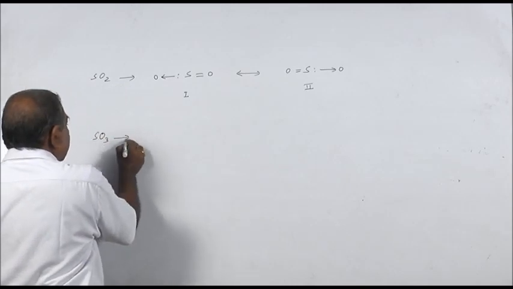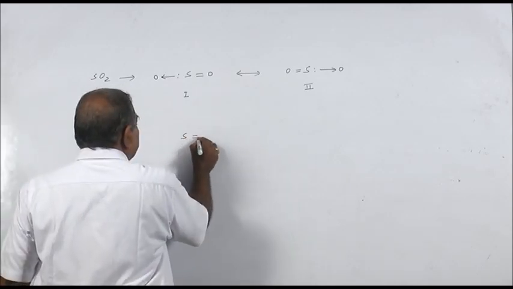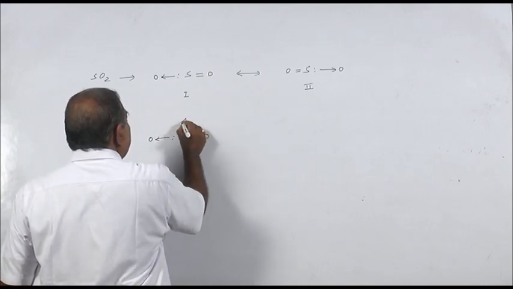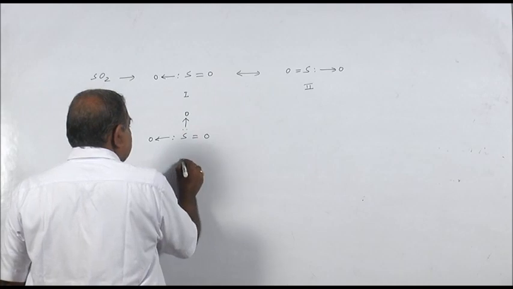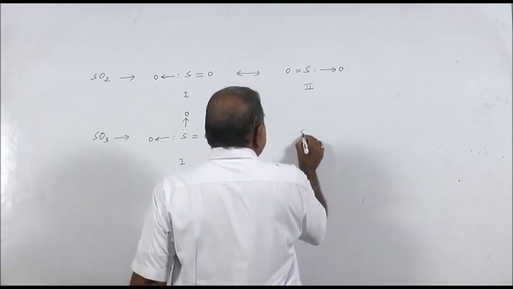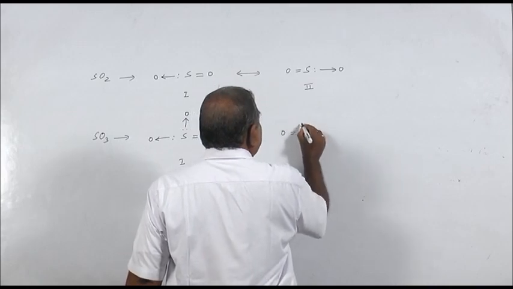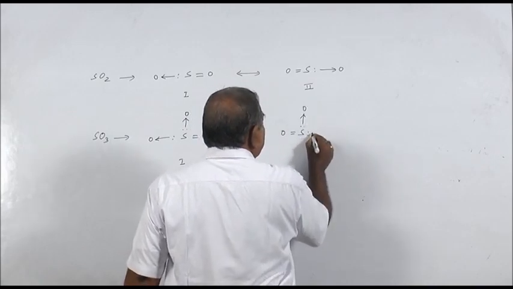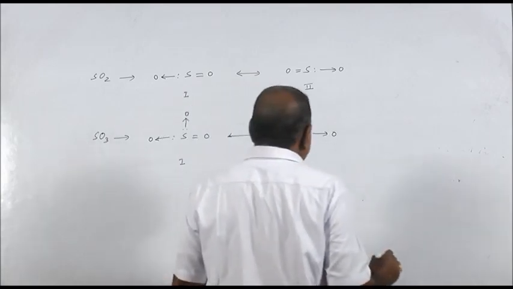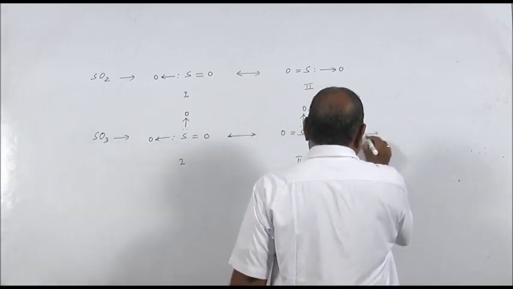If we take sulfur trioxide, this is structure 1. Another possible structure, you can see only the electron distribution is being changed, nothing else.